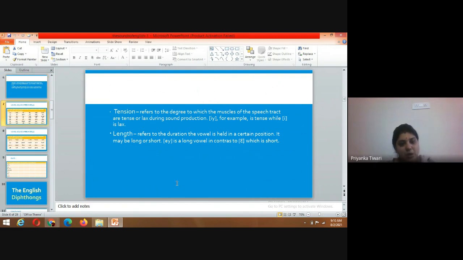Tenseness refers to the degree to which the muscles of the speech tract are tense or lax during sound production. Length refers to the duration the vowel is held in a certain position. It may be long or short. One is a long vowel in contrast to another, which is short.